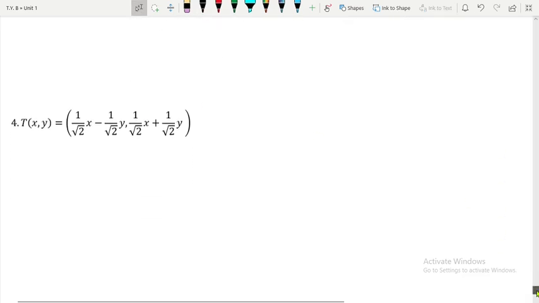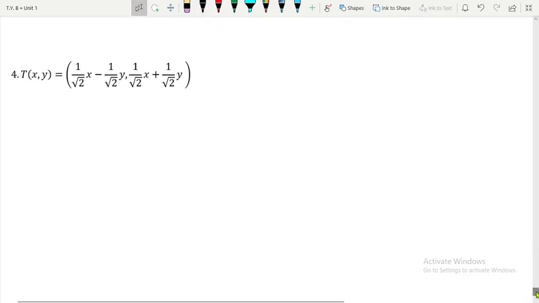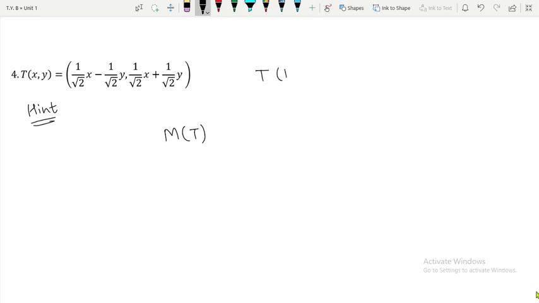Now we will go to the last example, but the last example is simple. I hope you should be able to do it. Now directly I will write m of t. Writing m of t is not that difficult. This is simply the hint for the problem. So what will be my t of (1, 0)? t of (1, 0) will be, x is equal to 1, so 1 upon root 2 and 1 upon root 2. So it is 1 upon root 2 e1 plus 1 upon root 2 e2.